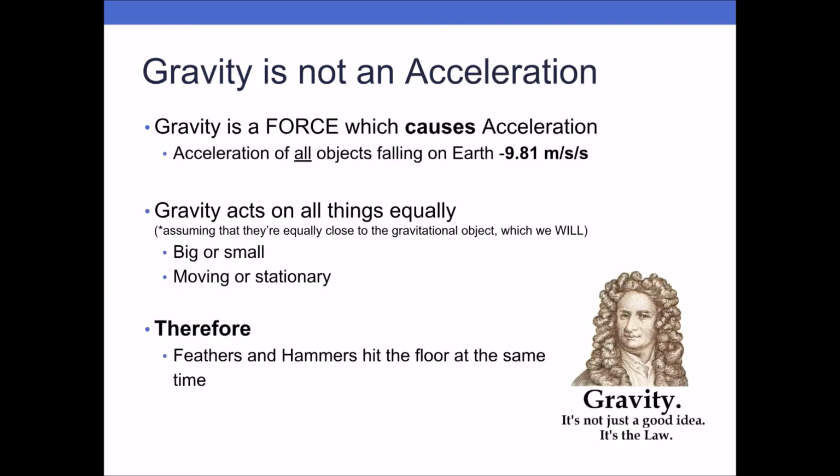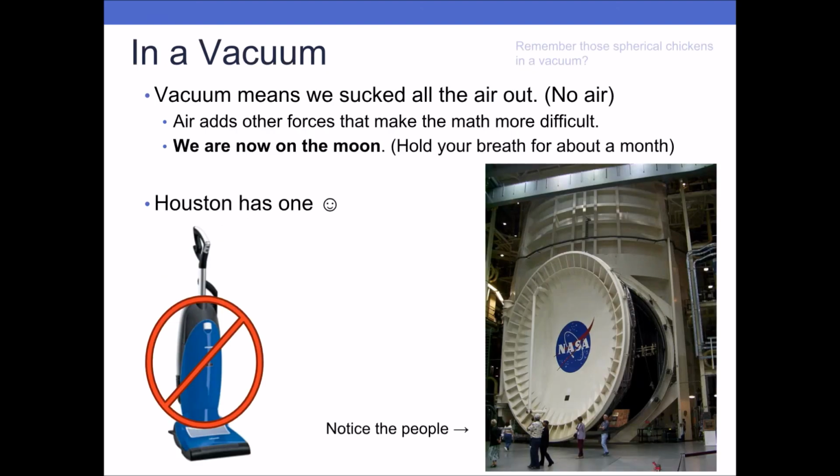Gravity is not acceleration. Gravity is a force, and when we discuss forces, you'll see what I mean, but gravity is a force that causes acceleration. And that acceleration due to gravity is negative 9.81 meters per second squared. And gravity acts on all things equally, big or small, moving or stationary. And just like you've probably heard, feathers and hammers would hit the floor at the exact same rate. However, only in a vacuum.